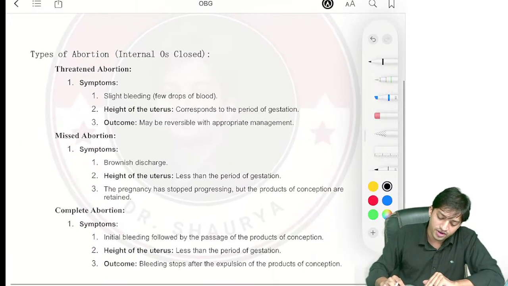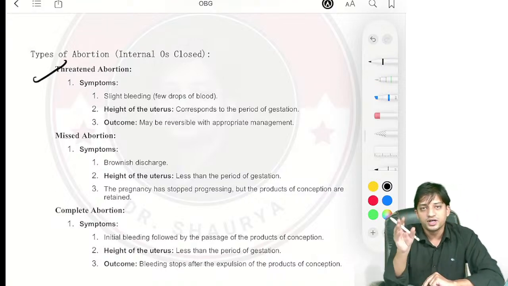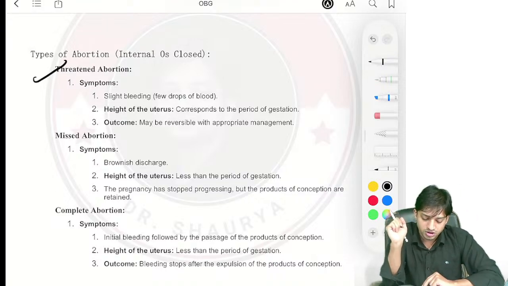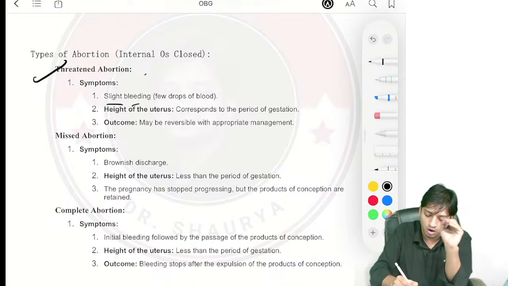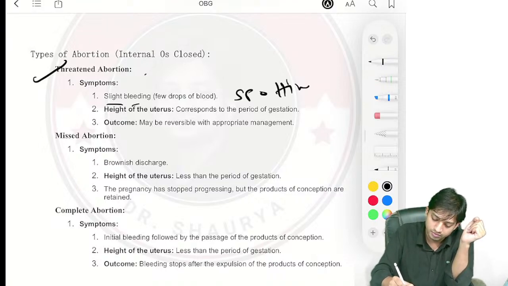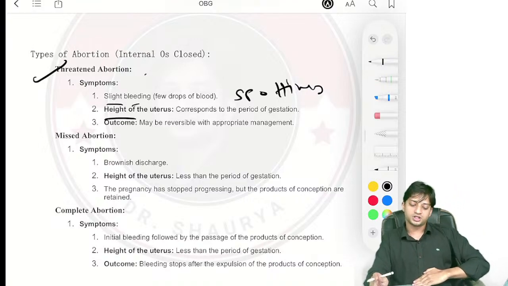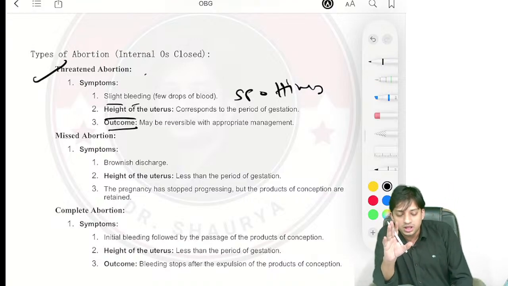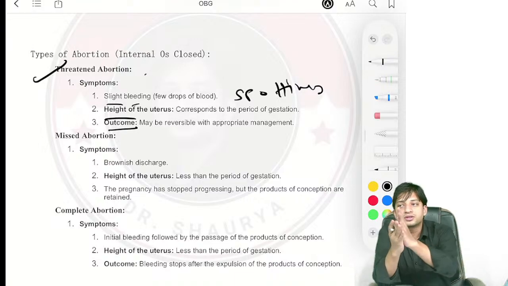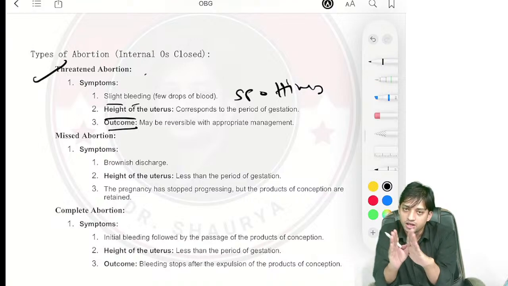Now come to the types of abortion. When the internal os is closed, then the type of abortion is threatened abortion. Simply, what will be the symptoms here? Slight bleeding will be there, a few drops, or they will also write in the question spotting. The height of the uterus corresponds to the period of gestation. In threatened abortion, the outcome can be reversible. There is a threat that the fetus may get aborted, but if properly managed, it can be reversed.